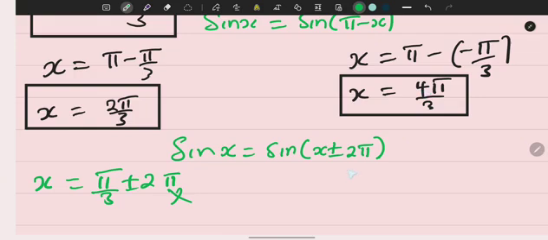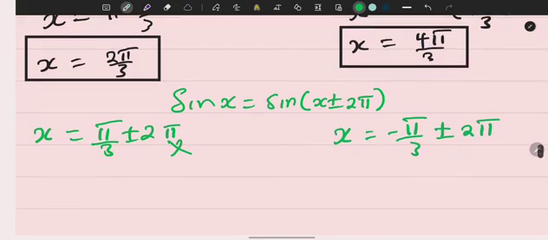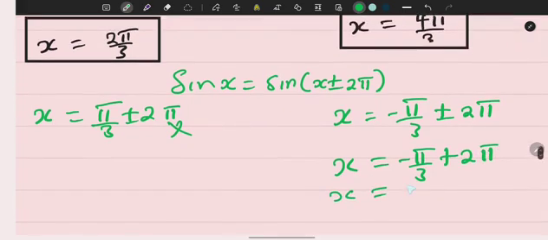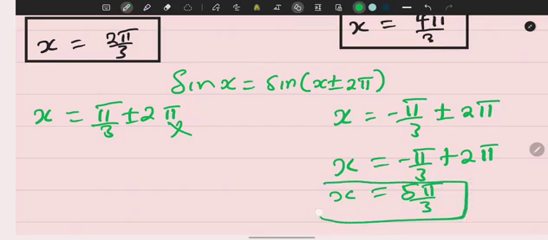So let's consider the second one here. x equals minus pi over 3 plus or minus 2 pi. Okay, if I consider minus 2 pi, that's going to be less than 0 degrees. So we can only make use of plus 2 pi, which is x equals minus pi over 3 plus 2 pi. Right? So minus pi over 3 plus 2 pi, that's going to give us 5 pi over 3. And this is the last answer for this given question, which is 5 pi over 3.